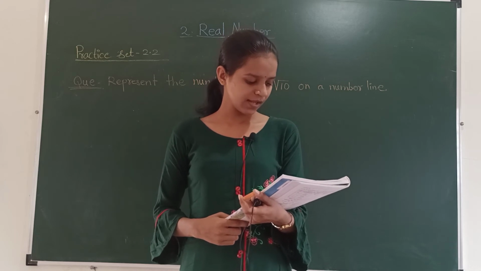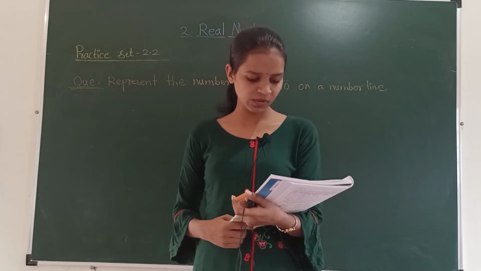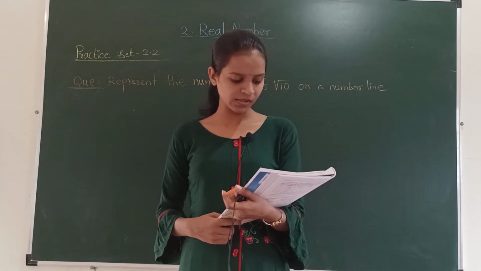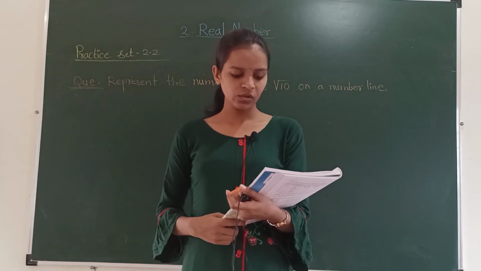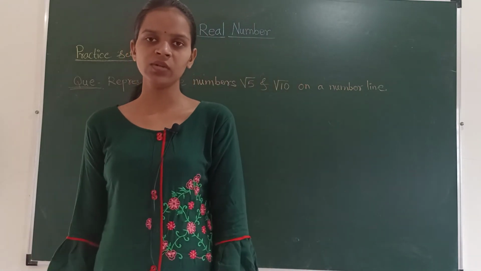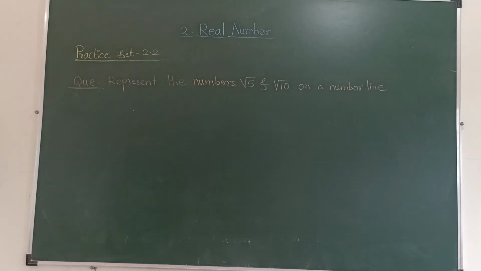Question number 4 is, write any 3 rational numbers between the 2 numbers given below. They have given us a total of 4 numbers and we have to write 3 rational numbers in between those 2 numbers. We will solve this question.